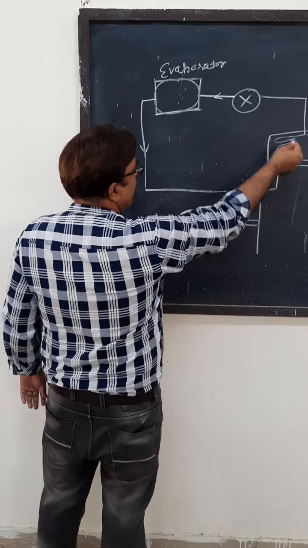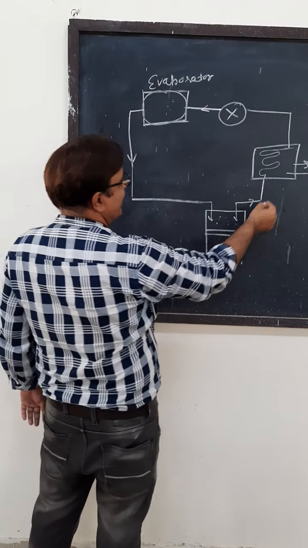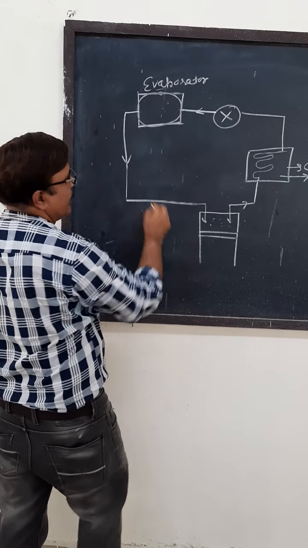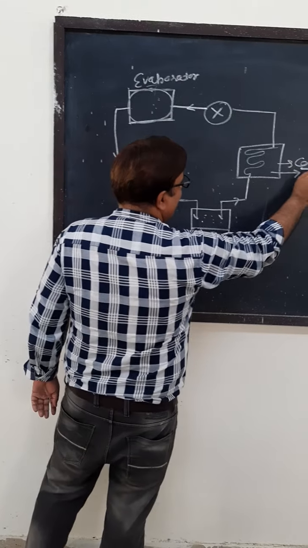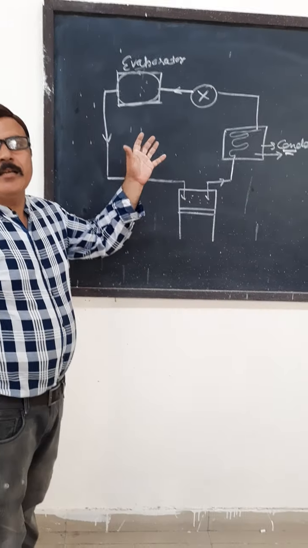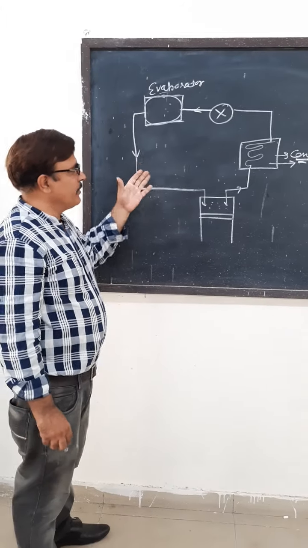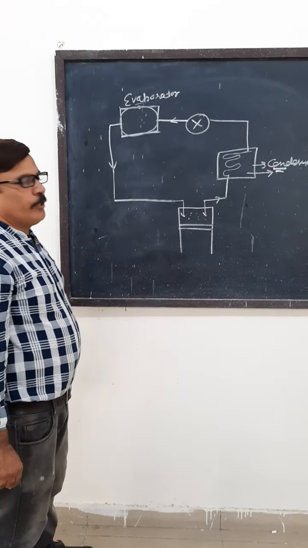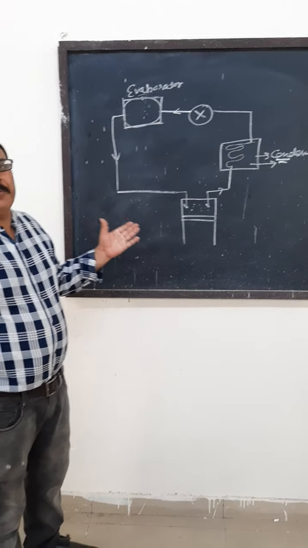So the refrigerant is flowing inside this circle, extracting the heat from the evaporator and rejecting the heat in the condenser to the surroundings. The refrigerant is the main medium through which the heat is extracted and rejected to the surroundings. So this is all about the vapor compression cycle.